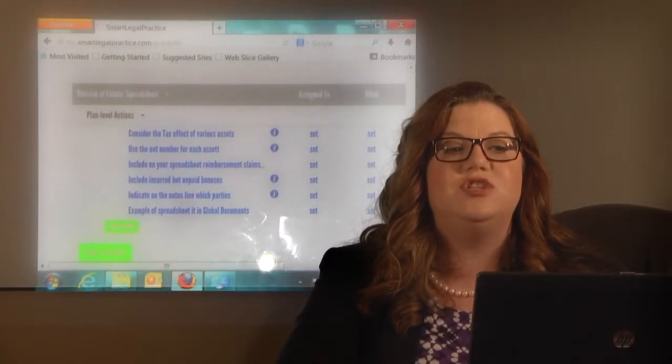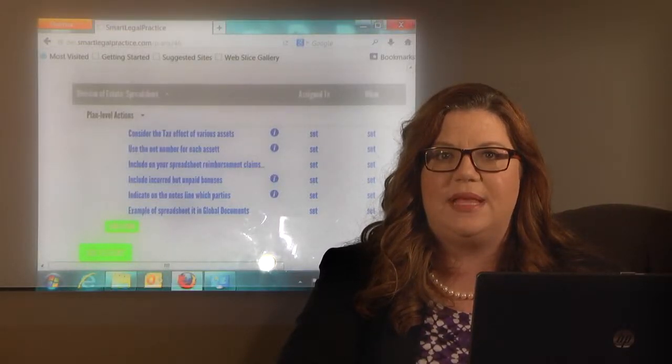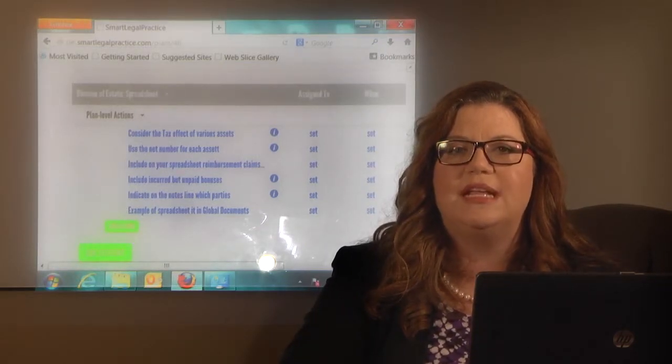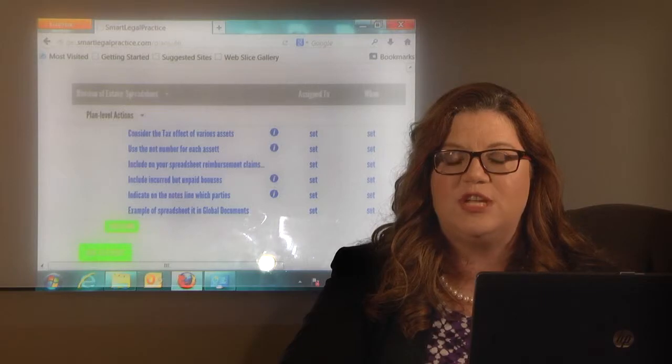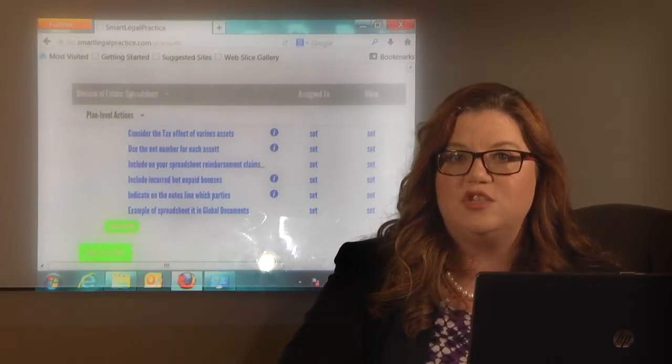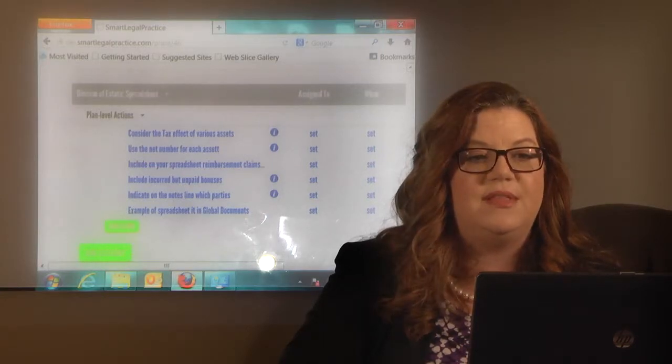Let's talk about our division of estate spreadsheet template. So we have a template in here just to remind you of some things you'll want to consider when you're preparing a spreadsheet of a proposed division of the estate. And there's various reasons you might put this together.